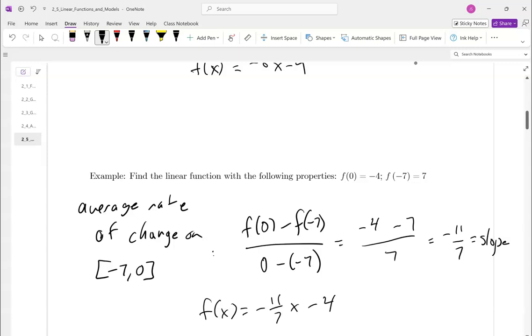Good. -11 over 7x minus 4, that's your slope. That's your y-intercept again. I don't expect that you're going to write average rate of change on this interval on here. I'm going to expect that you're going to calculate change in y over change in x. Right? This is what I'm going to expect you to do. But I just want to make sure that we're all tying this back to the idea of average rate of change and slope are the same thing for linear functions.